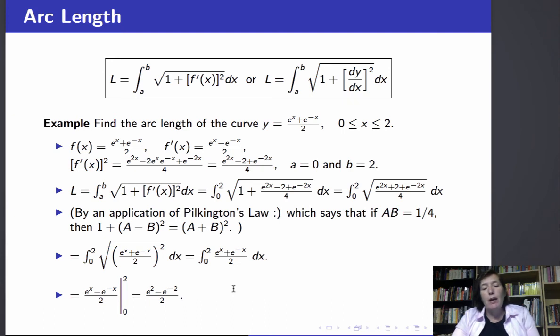We pull out the 1/2, and the integral of e^x is e^x. The integral of e^(-x) is minus e^(-x). And we end up with (e^2 minus 1/e^2)/2. Now this was a somewhat more difficult integral, and in general the integrals you get for arc length are quite difficult to solve.